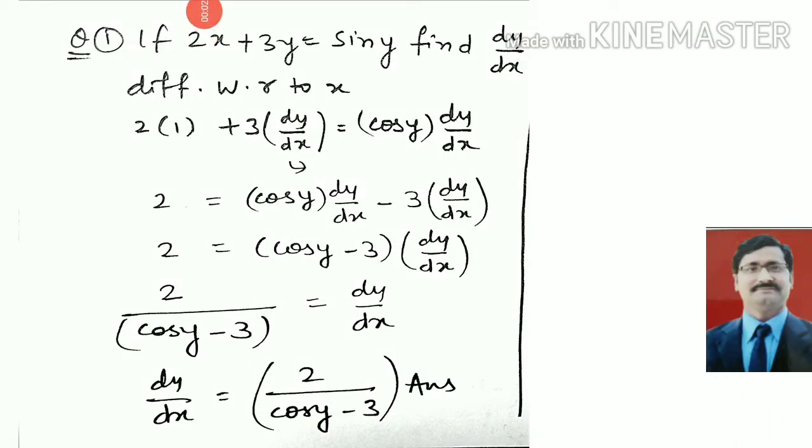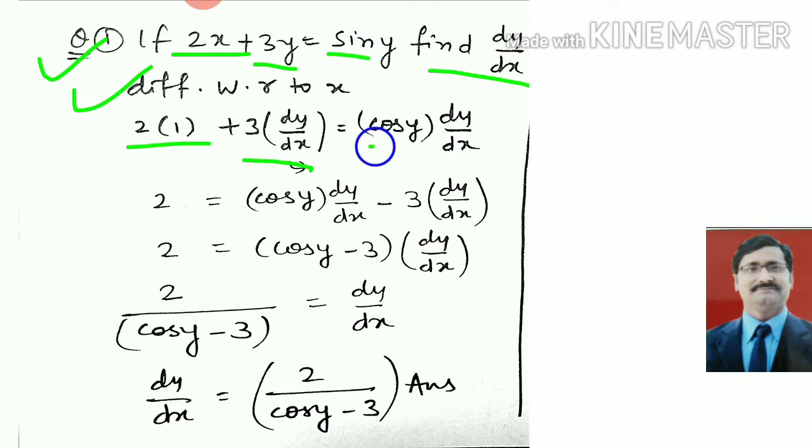Look here, students. Question number 1 we will do. If 2x plus 3y equals sin y, you will find dy by dx. Look here, you will differentiate with respect to x. Differential of 2x will be 2 into 1. Differential of 3y will be 3 dy by dx. And differential of sin y is cos y, and y differential will be again dy by dx. This is a function of function.